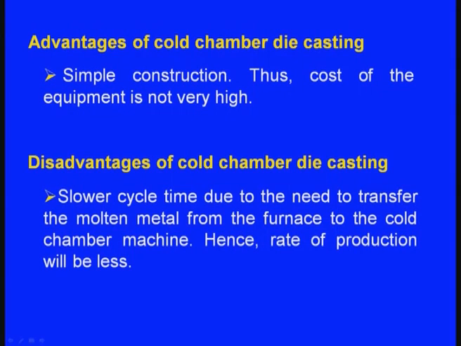In this process, what is happening? There is a time delay. Every time we have to go to the furnace, carry some molten metal, then pour. That is why the cycle time is slower, due to the need to transfer the molten metal. Hence, the rate of production will naturally be less. So, that is the disadvantage of the cold chamber die casting process.